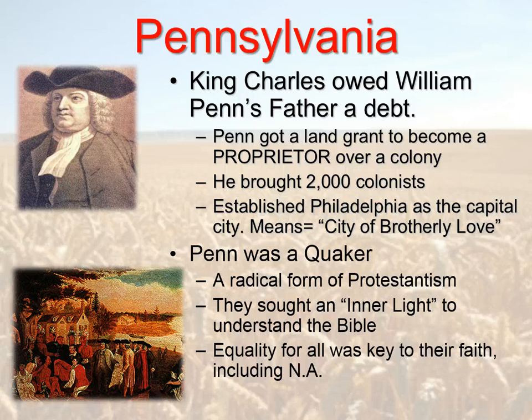And Penn, again, was a radical Protestant. He believed in an inner light, and they focused on the Bible and the teachings of the Bible. Equality was key to everything that the Puritans, or the Quakers, believed in. The Puritans were the exact opposite, which is why they always fought each other. And for the most part, Penn created Pennsylvania as a very positive place.